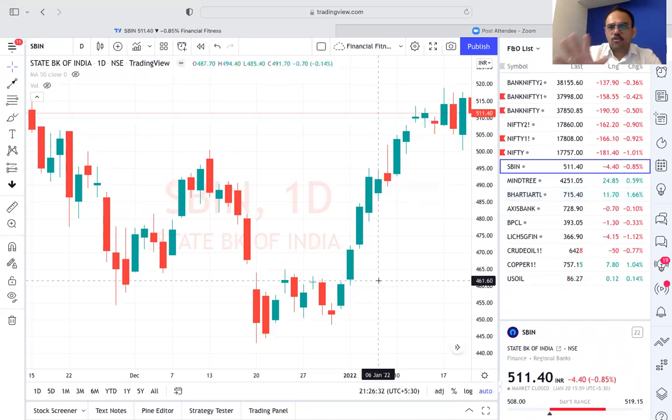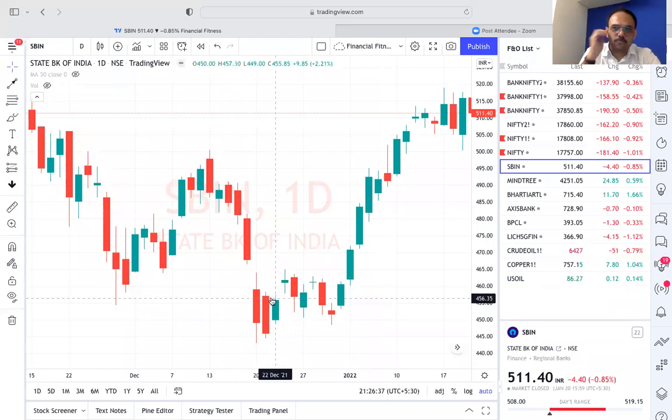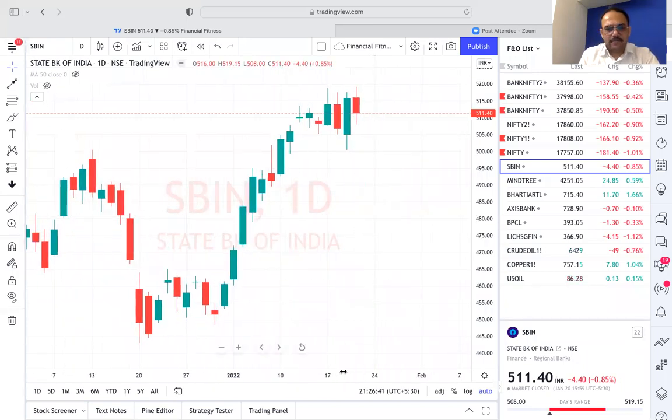In the Harami pattern, don't jump the gun. Okay, the Harami pattern only stops it from going down. It will go sideways, and then it will go up.